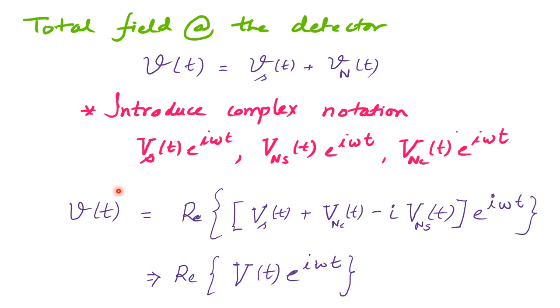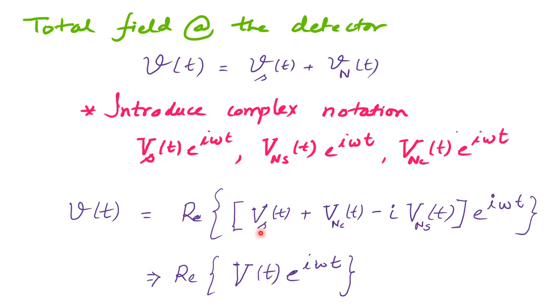It is simply that if I want to look at these amplitudes per se, I should simply consider the real parts of these expressions, and I would get the real amplitude. So anyway, let's look at now the total field. Clearly, the total field here is V of t, which is at the detector.